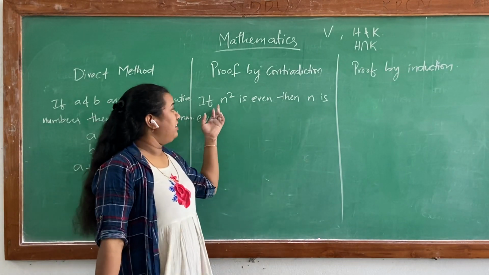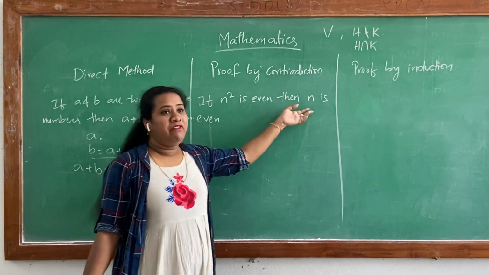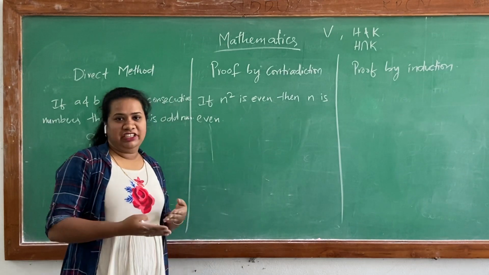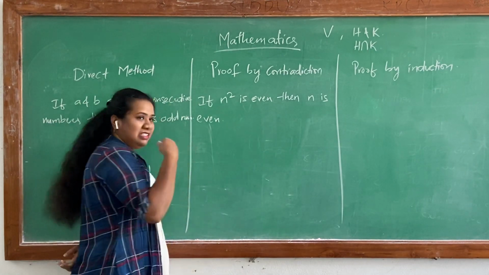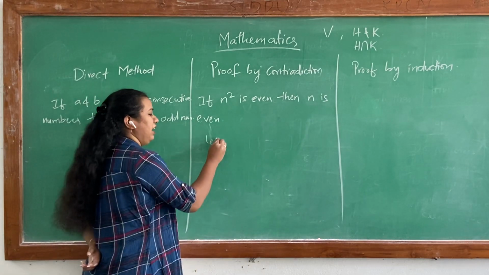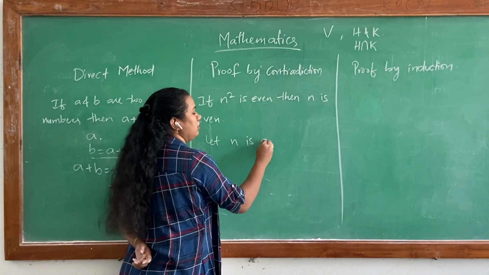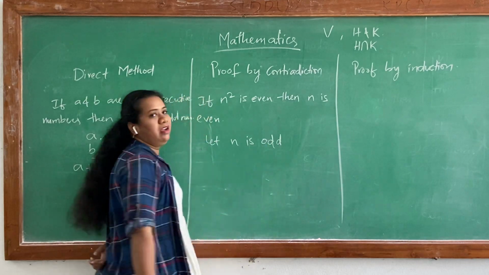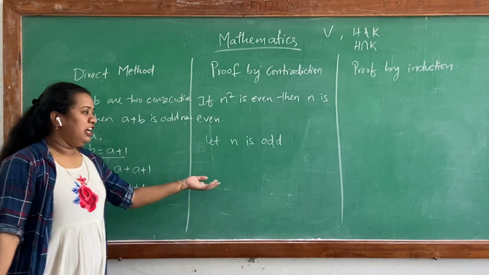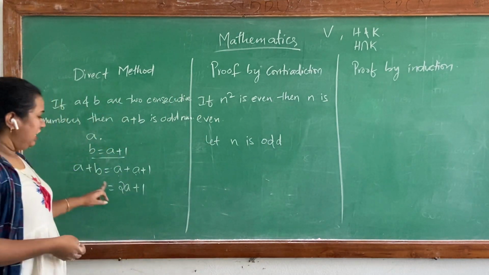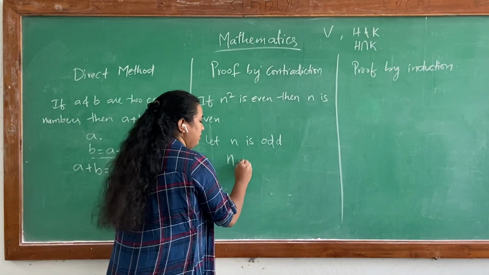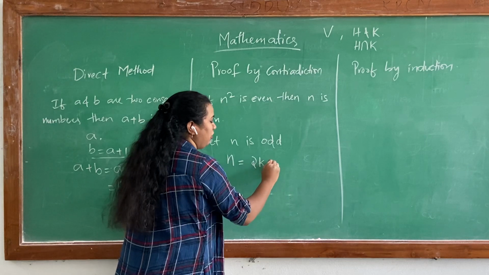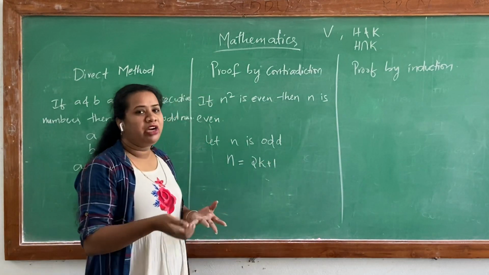This is a very simple example. We are given that n square is even. We have to prove n is even. n is any integer. So we have to prove this. Let us suppose n is odd. Suppose n is an odd number. By definition of odd number, which we have seen is 2k plus 1, if n is an odd number, n must be in the form of 2k plus 1 or 2k minus 1, whatever it might be.